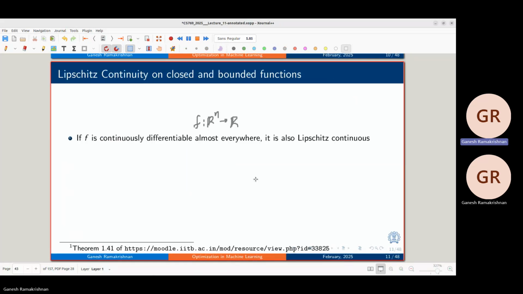Now I'll come up with a very interesting statement which we'll only look at intuitively. We may not be able to prove it, but we may try and map examples we have considered so far. Okay? So what's the statement? We already talked about differentiable almost everywhere, right? And we are saying it's continuously differentiable, which is continuous, and derivative is also continuous, almost everywhere. But if f is continuously differentiable almost everywhere, it is also Lipschitz continuous. This is a claim. Okay.